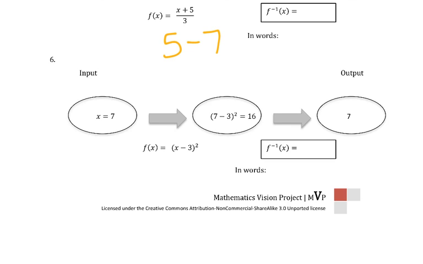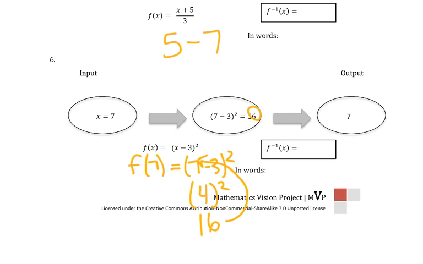Okay, so number 6. So for f of 7, we would go 7 minus 3 squared. 7 minus 3 is 4. 4 squared is 16, obviously. Okay, so now we need to go backwards. We need to figure out how can we get 16 to go back to 7. Well, what did we do to 7? What did we do to our variable x? First we subtracted 3, then we squared it.